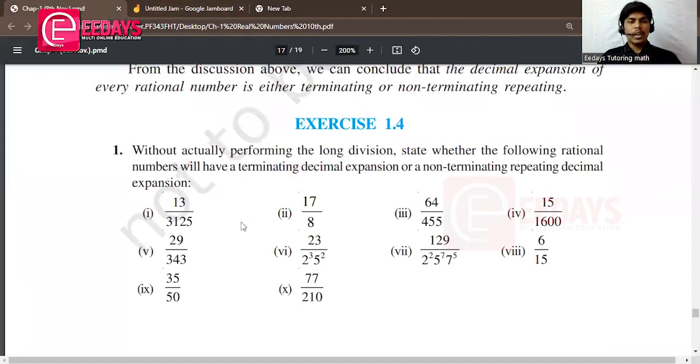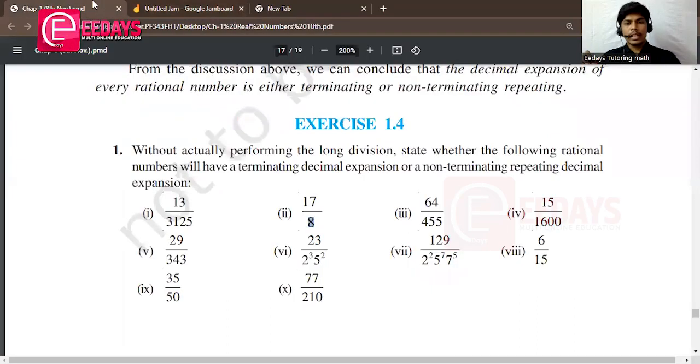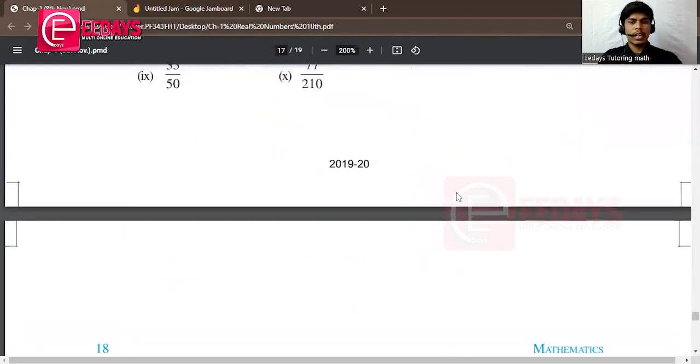If you take an example of 17 by 8, write the prime factors of 8, that is 2 into 2 into 2. So you'll get 17 by 2 cube. There is no factor of 5 there. So that's why it is non-terminating and recurring, a non-terminating and repeating decimal. So we already solved these without doing long division. Without doing long division, we can solve this like this.